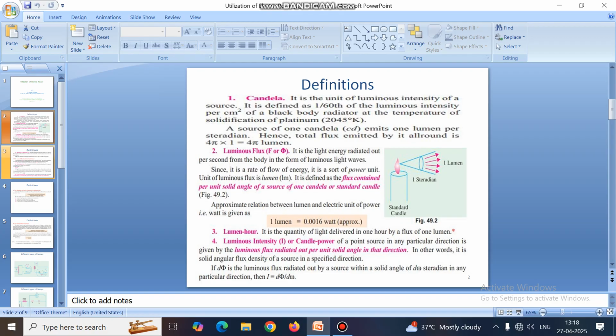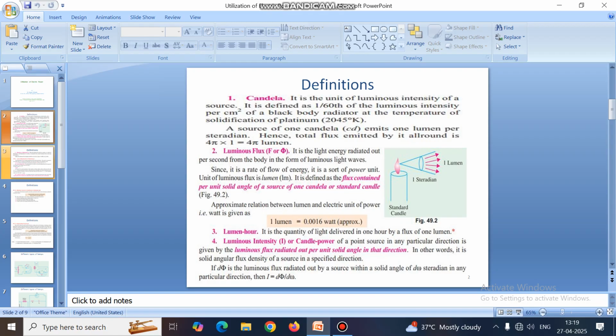It is defined as 1/60th of the luminous intensity per square centimeter of a black body radiator at the temperature of solidification of platinum, that is 2045 Kelvin. A source of one candela (CD) emits 1 lumen per steradian. Hence the total flux emitted by it is 4 pi into 1, that is 4 pi lumen.